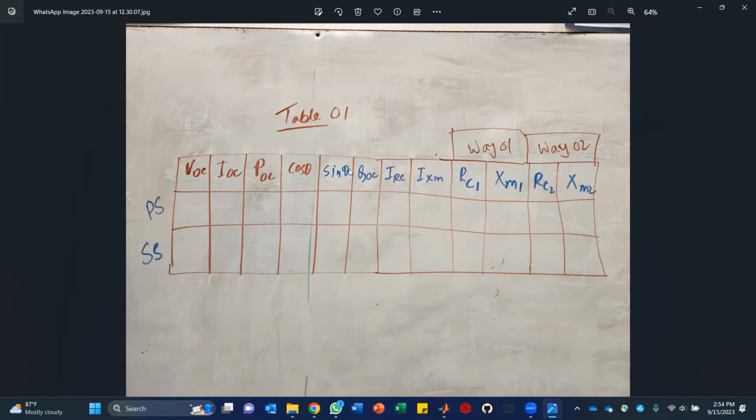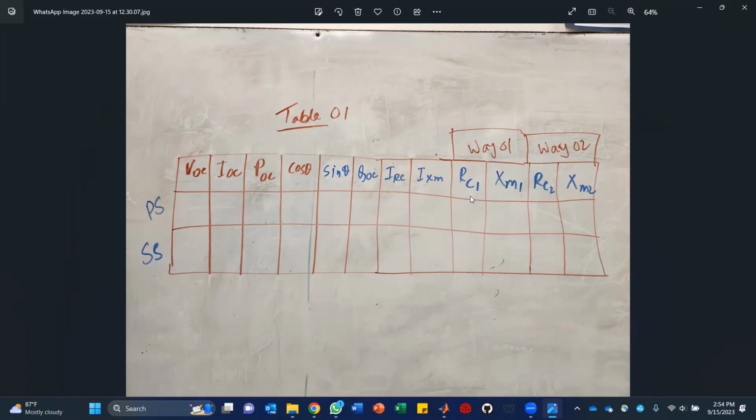Because in some cases you used the measured sine theta, cos theta values, but in way 1 you used all the values you calculated by hand. So there will be some deviation, but not that much. Same goes for Xm and Rm2, but you will see a significant change between when we supply to the primary side and when we supply to the secondary side.